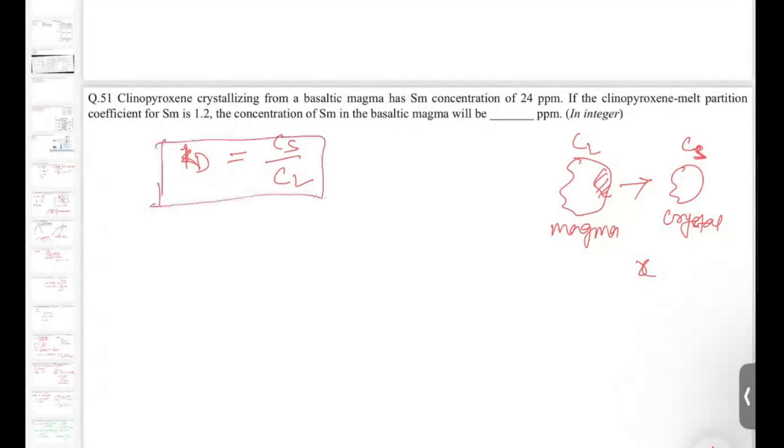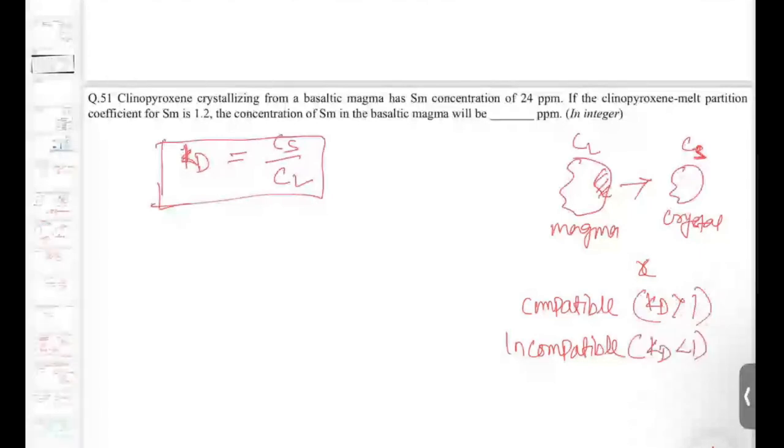So do you know what is a compatible element and an incompatible element? Compatible and incompatible. Anybody? Sir, if the KD value is less than 1, it is incompatible. Yes, if it is less than 1, it is incompatible. And if it is more than 1, it is compatible.